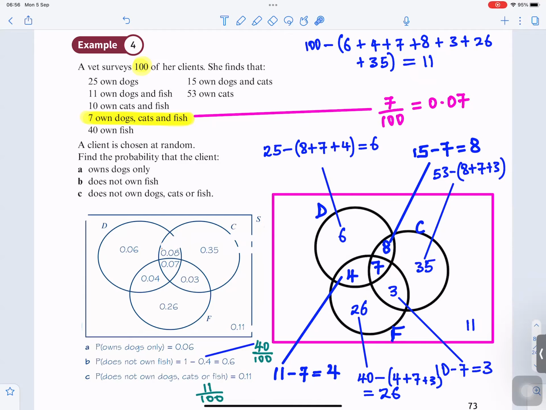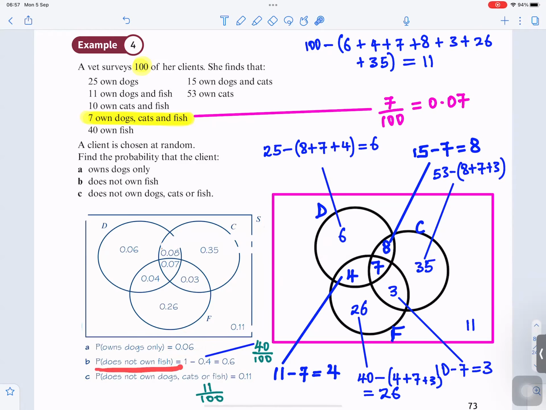Now we can change it to decimals. So 6 is the same as 6 divided by 100, which gives you 0.06. 8 divided by 100, 0.08. 7 divided by 100, 0.07. 4 divided by 100, 0.04. 26 divided by 100, 0.26, and so on. So probability of owning dogs only. How many people own dogs only is 6. So it's 6 out of 100. 6 out of 100 is 0.06.